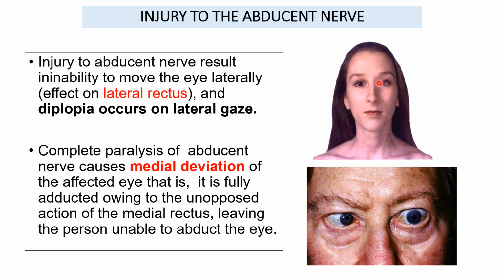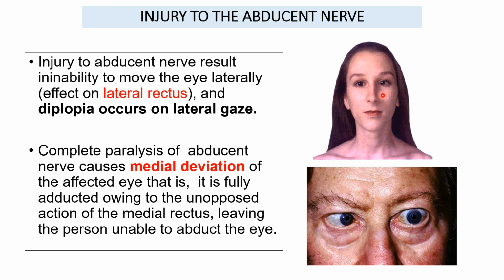Why is it deviated medially? Because of the unopposed action of the medial rectus. The medial rectus is normal; it is supplied by the oculomotor nerve. But the lateral rectus, which is supplied by the abducent nerve on this side, is paralyzed. So only the medial rectus acts unopposed, with no opposing effect from the lateral rectus. So the eyeball shifts medially, and this leads to medial squint.